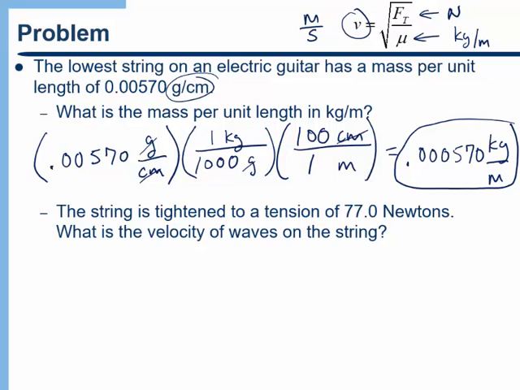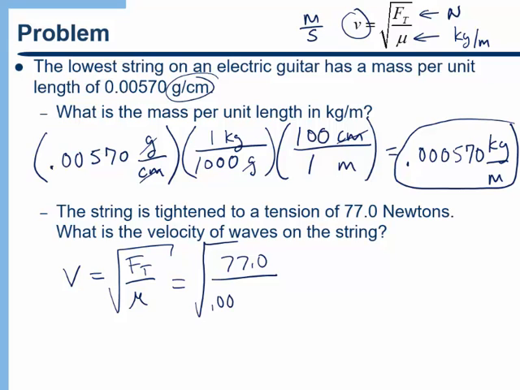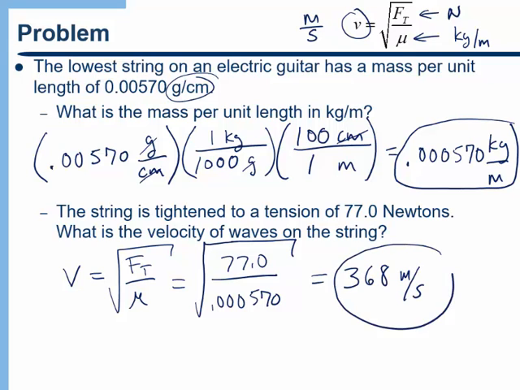Second part of the question: the string is tightened to a tension of 77 newtons. What is the velocity of the wave on the string? So now we can just plug in the values. We have F_T over mu. So that's the square root of 77 newtons divided by 0.000570. We can see that for both numbers we've got 3 sig figs, so our answer should have 3 sig figs, and it's 368 meters per second. And by the way, those are realistic numbers. That is the speed of a wave on a guitar string.